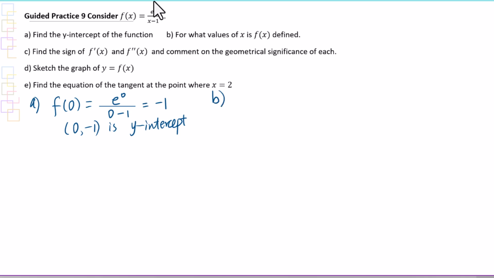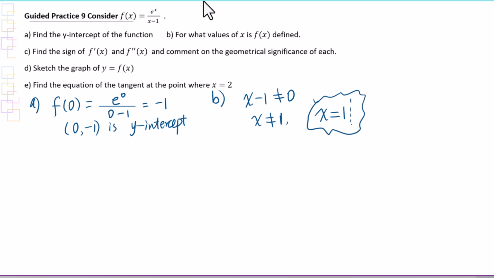B. For what values of x is f(x) defined? We know this is a rational function. x minus 1 is not equal to 0, so x is not equal to 1. And remember, x equals 1 is the vertical asymptote line. The domain is x not equal to 1. In other words, when x is not equal to 1, f(x) is defined.